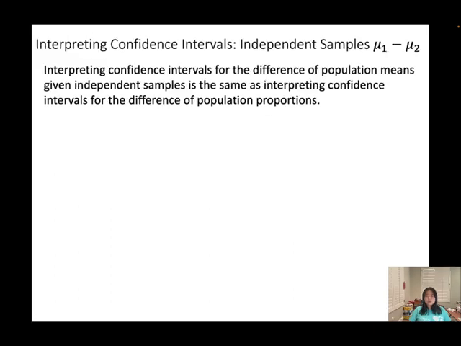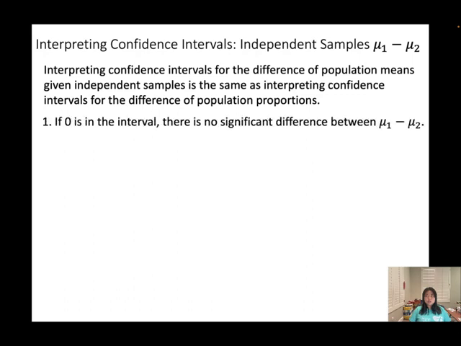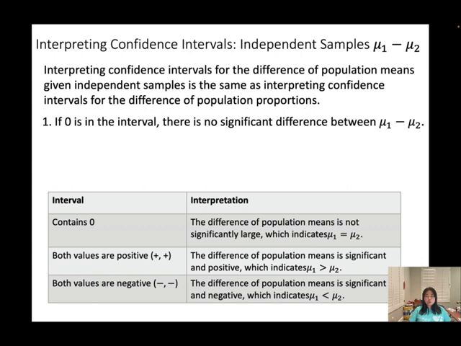Interpreting the confidence interval, independent samples, mean 1 minus mean 2. Remember, this part we already talked about in session 7.5, when we were talking about the population proportion. I'll just go over it a little bit here. If the interval for the difference of the population means is counting the 0, maybe from a negative number to a positive number, then we know that the confidence interval contains zero. That means mean 1 will be equal to mean 2.